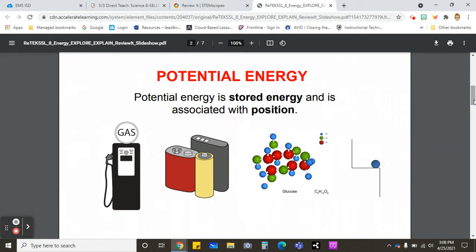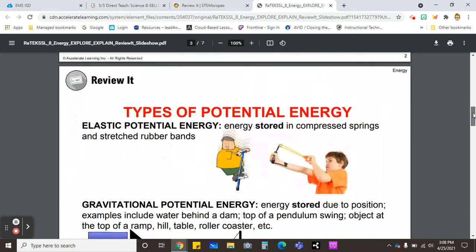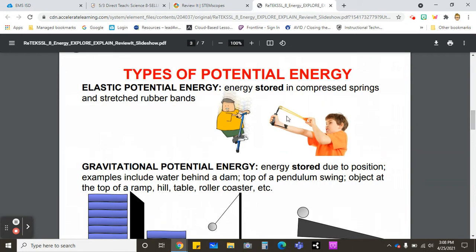First of all, potential energy is going to be energy that is stored. So potential in chemicals, in the bonds of atoms in a molecule, batteries, gasoline, they all have potential. It's also associated with position. So for example, if you were to pull back on a slingshot, that's going to have potential energy. That is elastic potential energy. A pogo stick or any spring, if you push down on the spring, it's going to have potential to move up.